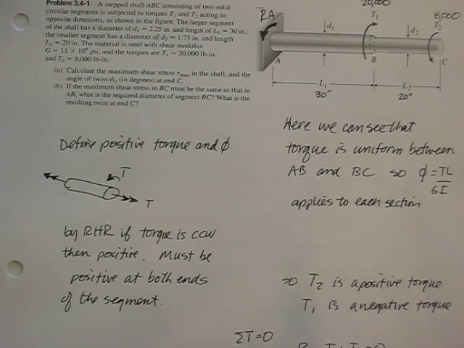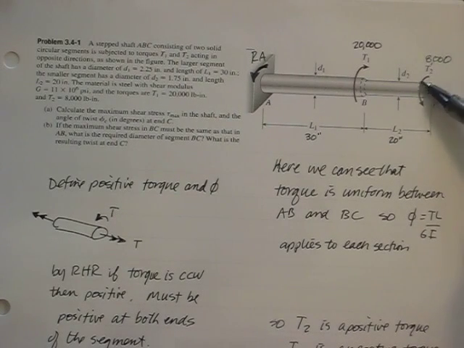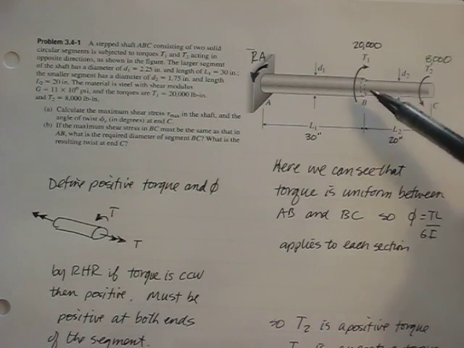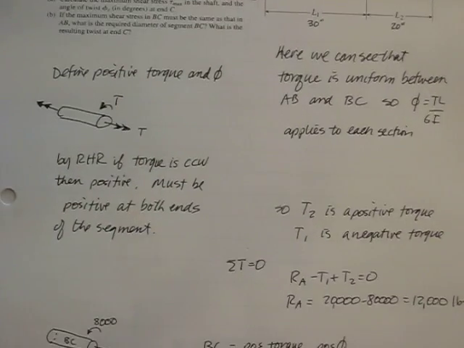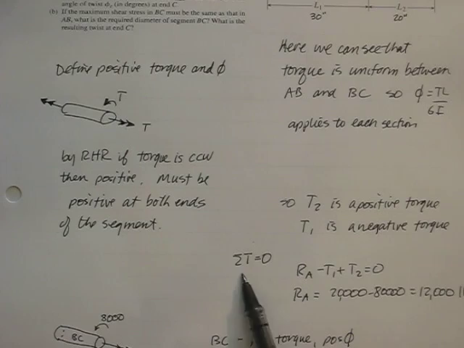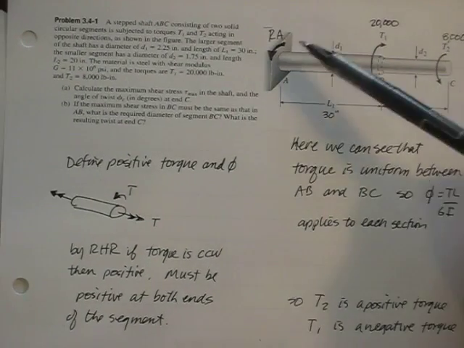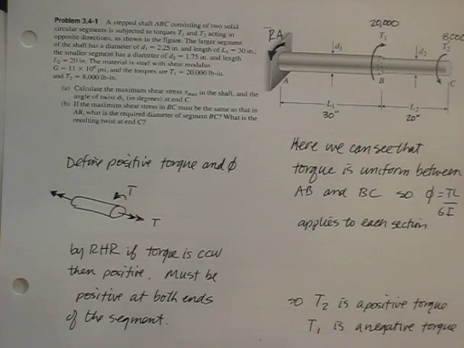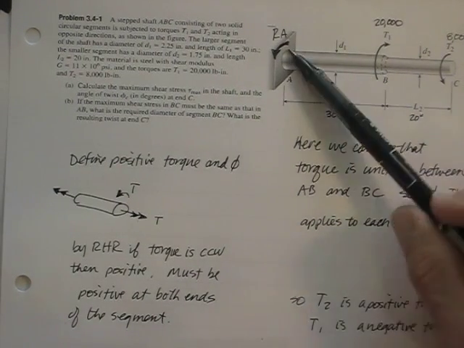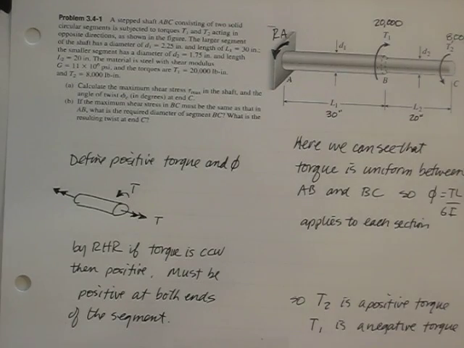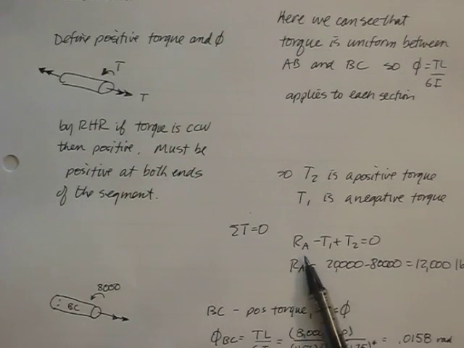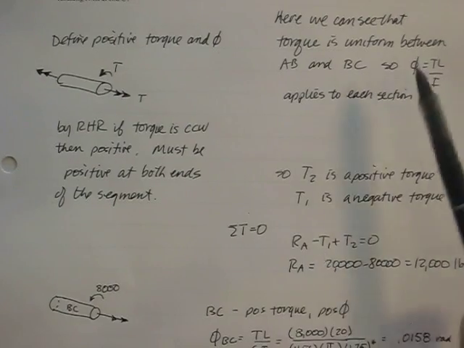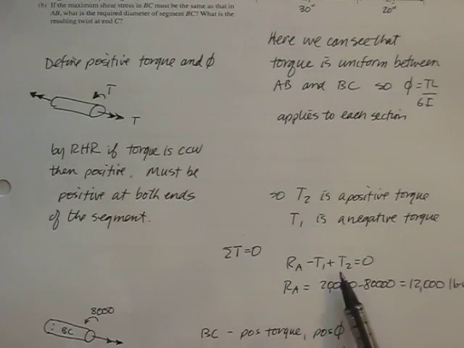All right, so let's go back to the drawing, and we can see that this one, because it's going this way, is going to be a positive torque, and this one's going to be a negative torque. Because the bar is in equilibrium, we can sum all the torques equal to 0. We're going to draw a little reaction here, the reaction at A, so I have RA minus T1, T1 being the negative torque up here, plus T2 is equal to 0, and I find that RA is equal to 12,000.